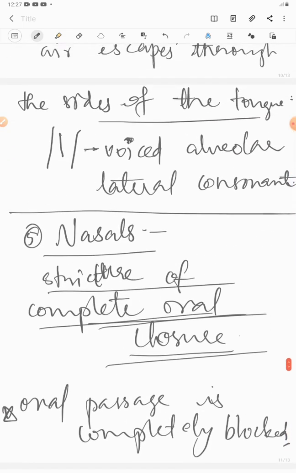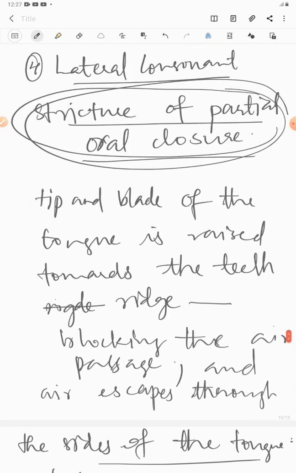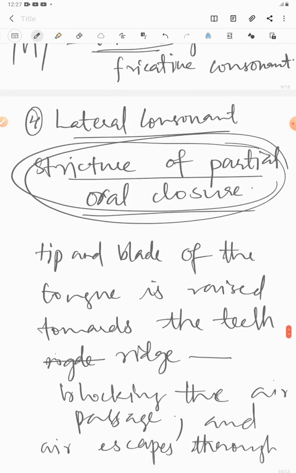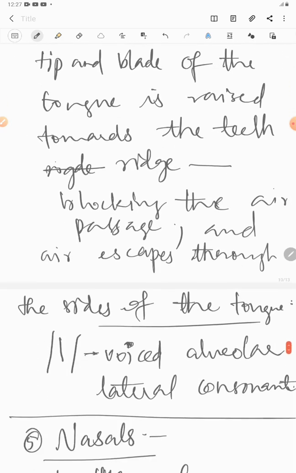So we talked about lateral consonants and nasal consonants. What are lateral consonants? Lateral consonants are those consonants in the production of which the tongue is raised towards the teeth ridge, thus blocking the air passage at the center, and the air escapes through the sides of the tongue. It is produced with a stricture of partial oral closure. There is only one lateral sound, l.